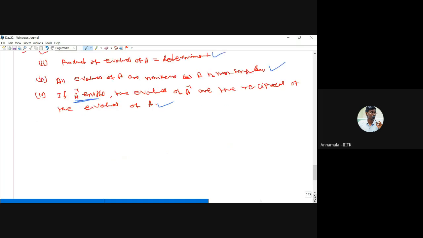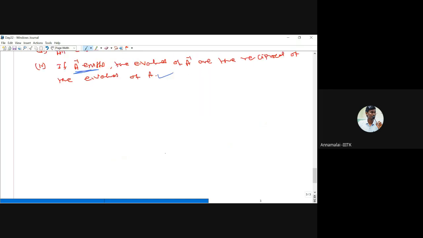For example, if I write that problem, which of the following is a subspace? We can easily check whether it is a subspace or not. So maybe we write the problem: which of the following is a subspace of R3?